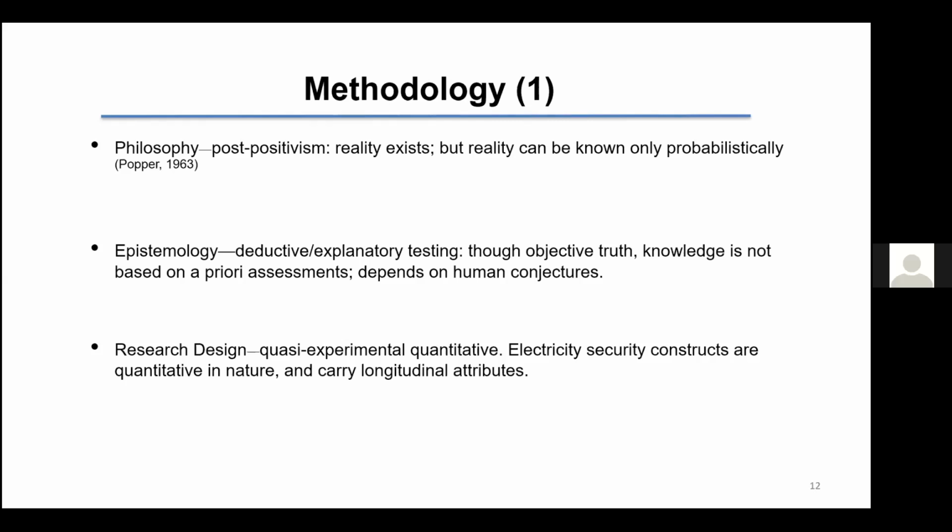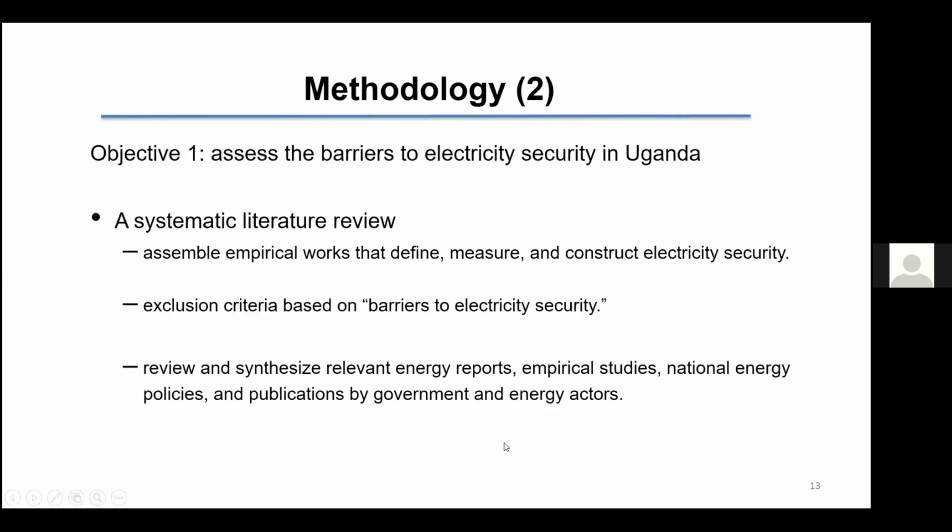And then the impact of the independent variable on the dependent variable can actually be measured as output. So objective number one, how am I planning to go around this? A systematic literature review, because it is the first stage of trying to understand electricity security before we even go ahead to characterize it. What are those barriers? What are those threats? So a review of empirical works that define, measure, and construct electricity security.